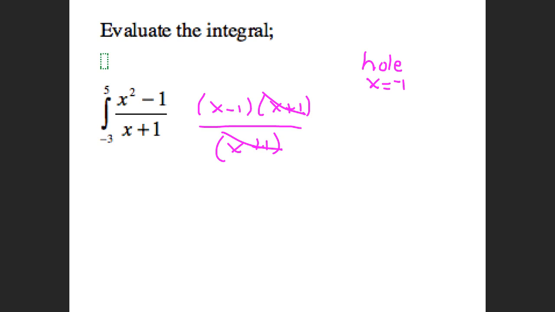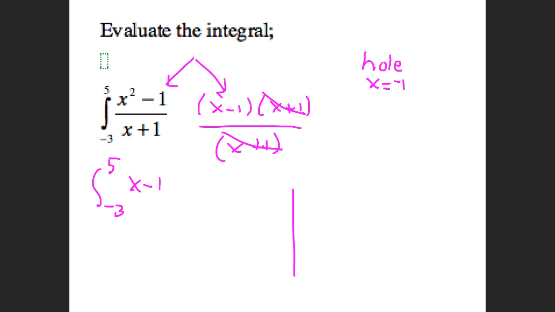Whatever makes this equal to 0, there's a hole there. So what does this graph look like? It looks like x minus 1. This function here is the exact same thing as if I asked you to do this problem.